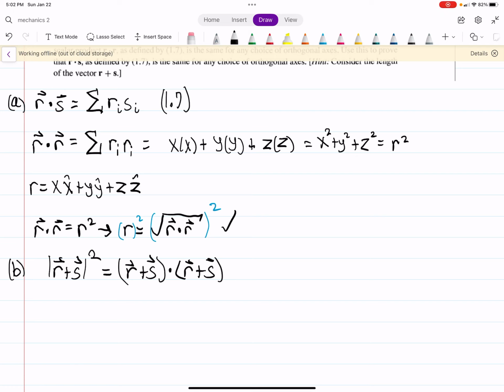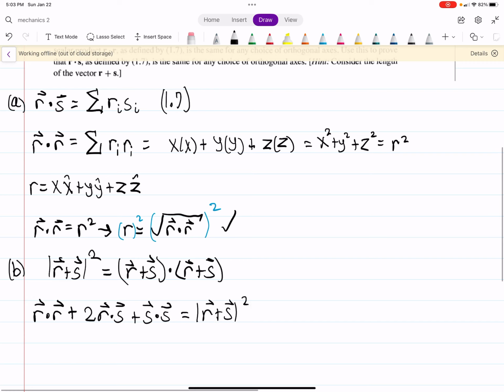Okay, cool. So let's go ahead and expand this. What do we get? Well, we get r dot r plus 2 r dot s, so just essentially distributing here, plus s dot s. So we just distributed on the right hand side. Okay, so now this is equal to what we said it was. And we're going to solve for the dot product of these two, since that's what we're interested in.